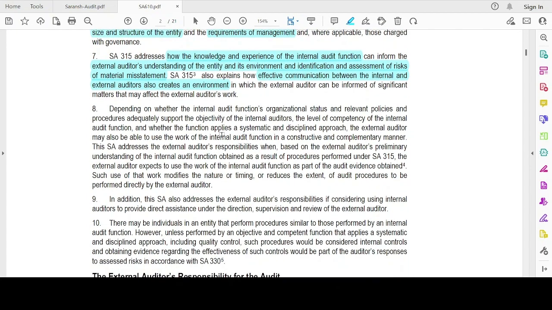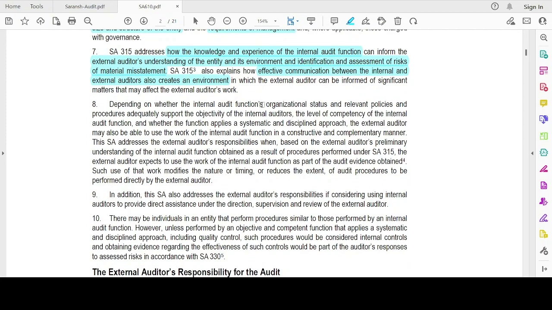Depending on whether the internal audit function's organizational status and relevant policies and procedures adequately support the objectivity of the internal auditors, the level of competency of the internal audit function, and whether the function applies a systematic and disciplined approach, the external auditor may be able to use the work of the internal audit function in a constructive and complementary manner. So these are the factors that have to be checked. Okay, later on we'll read it, but again, let's have an overview here itself.